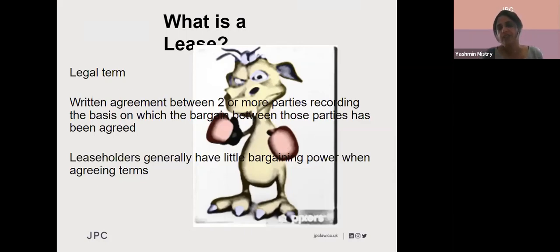And essentially, when leaseholders are entering into negotiations over what the terms of the lease should say, as usual, leaseholders generally have very little bargaining power, because essentially when a lease is first granted by a developer or a landlord, for example, the landlord will just basically set out the standard form of lease for that development, and they won't really accept any amendments to it apart from obvious errors and that kind of thing. So that's essentially what a lease is.